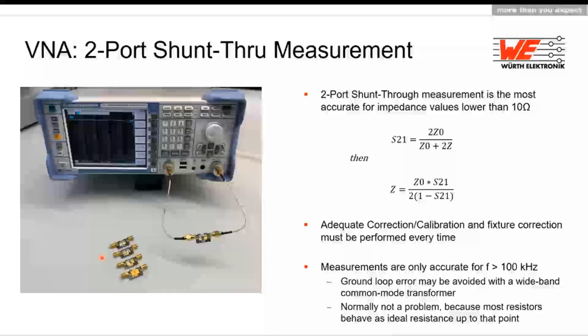There are, of course, some limitations of this method. With the shunt-through method, we may run into problems for resistance lower than 20 milliohm if the frequency is lower than 100 kilohertz. Resistors higher than 1k ohm should be measured with a similar process called two-port series-through measurement. It's also the same with inductor measurement.